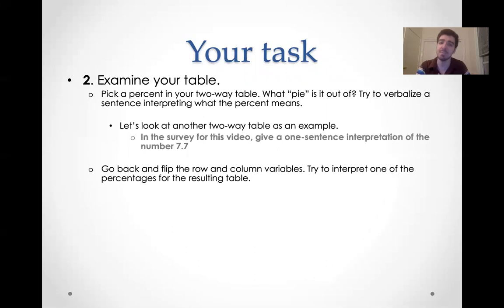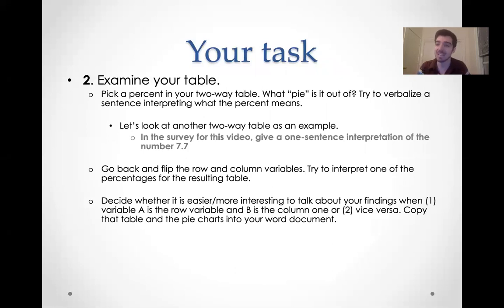Then go back, flip the rows and columns. Try doing that, and then interpret that. Decide whether it's easier to have your table as row percentages or column percentages when you keep the variables locked in place. Sometimes one way can be easier than the other.